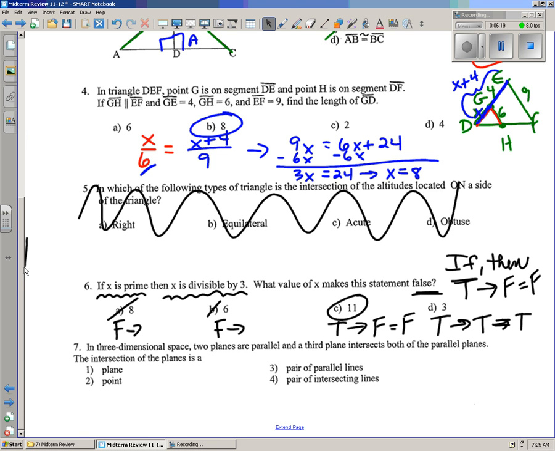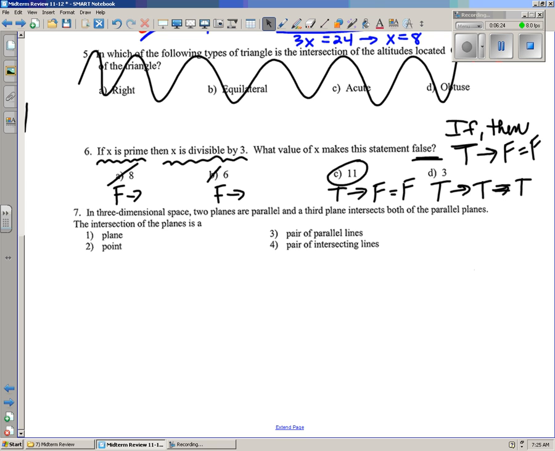All right, number 7 is going to be tough for me to do on the board, but I'll do my best. In three-dimensional space, 2 planes are parallel. So I don't recommend drawing this, but I'm going to draw it just because that's what I have available to me at the moment. So here are 2 parallel planes, and they're intersected by a third plane. This is when I tell you to put your hands out straight and then have the third plane come in, a piece of paper.